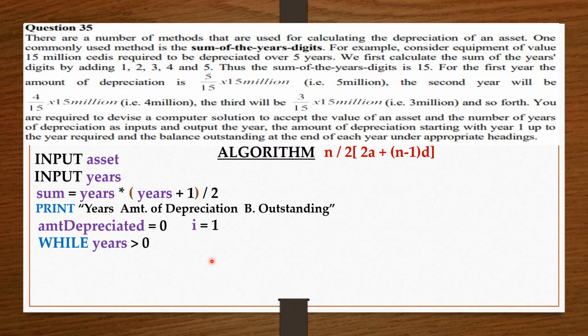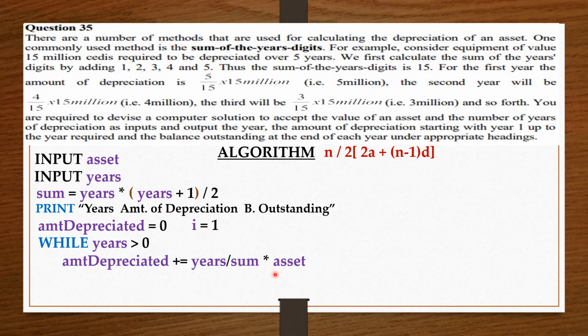The amount depreciated, from the question, we know that it is the years divided by the sum of the years' digits times the assets. You can see 5 over 15 times 50 million. So the years divided by the sum times the assets. So I'll say the amount depreciated plus equals the years divided by the sum of the digits times the assets.